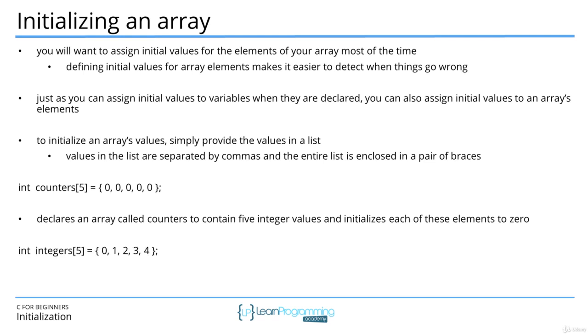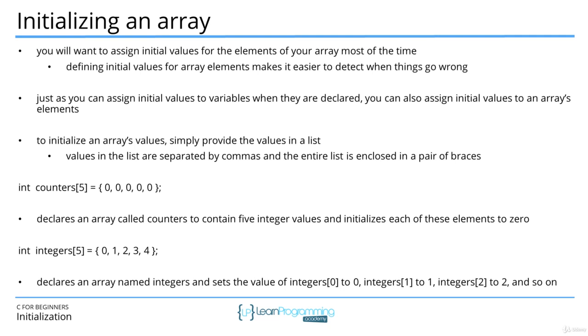If we have another array and we name this array integers and it's also of size 5, and then we have in our curly braces after the assignment operator 0, 1, 2, 3, 4, what that is doing is assigning the first element in the integers array to 0, the second element to 1, the third element to 2, the fourth element to 3, and the fifth element to 4. It's nice syntax where you can immediately initialize the array right when you declare it by just providing numbers separated by commas inside brackets, and you want to do this.